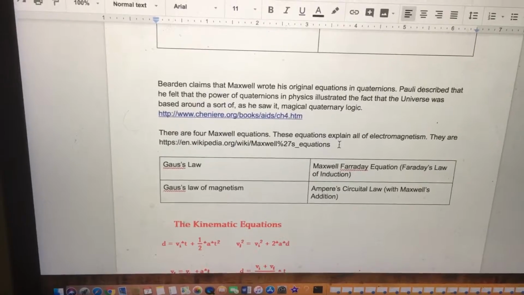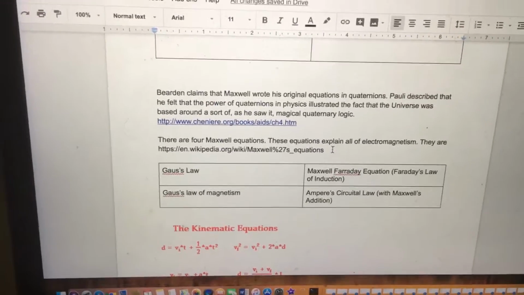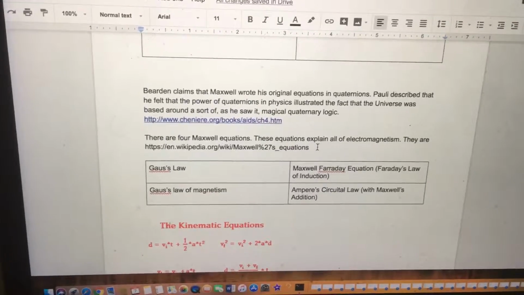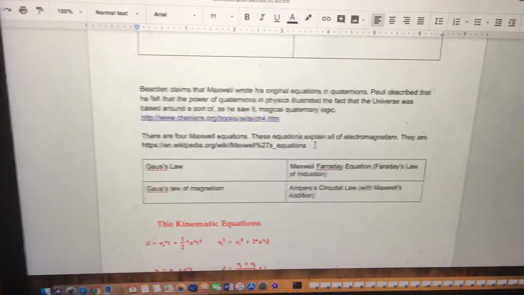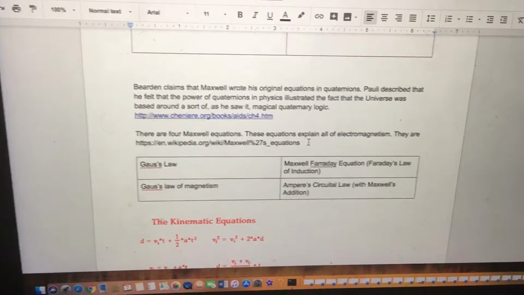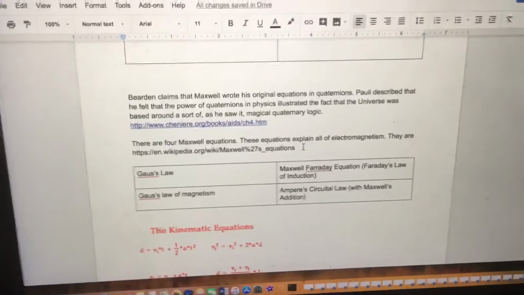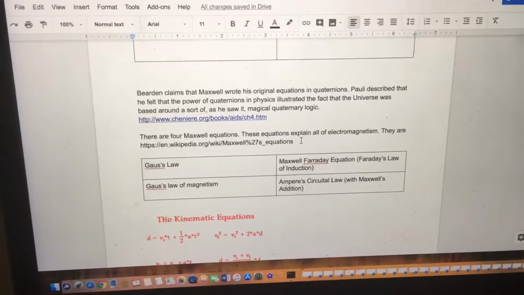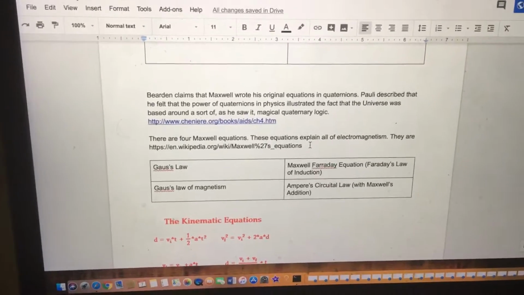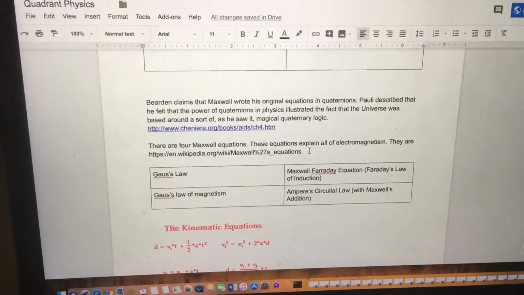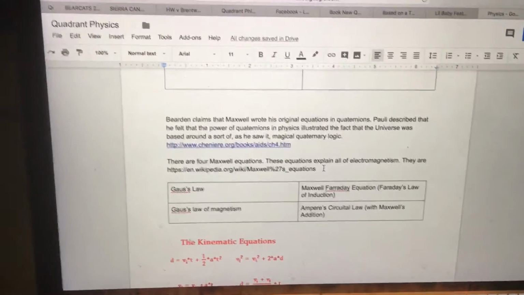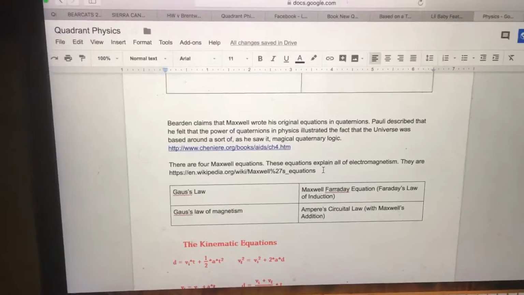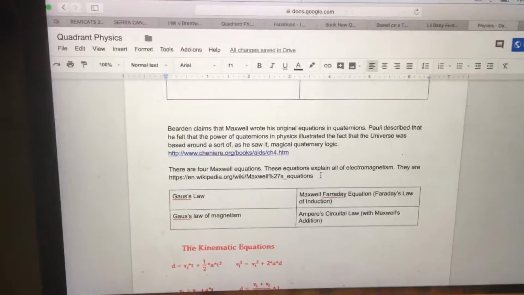Bearden claims that Maxwell wrote his original equations in quaternions. Quat is 4. Pauli felt that the power of quaternions in physics illustrated the fact that the universe was based around a sort of, as he saw it, magical quaternary logic. Pauli, as I described before, was one of the founders of physics, and he was very interested in Carl Jung's idea of the quaternity because originally there were 3 quantum numbers, and he discovered that there was actually a 4th quantum number. He described that his greatest achievement was moving from the number 3 to the number 4.